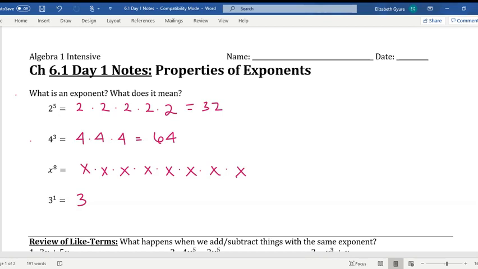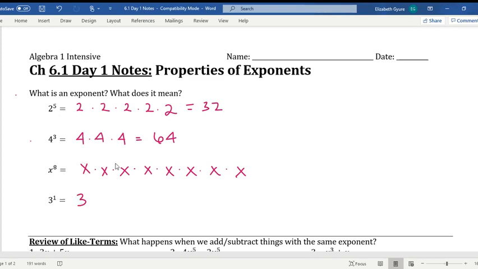It's just 3, right? Because if it was 3 to the second, it'd be 3 times 3. If it's just 3 to the first, then that's just saying there's one 3. So if I have 2 to the fifth, that means I have 2 five times. If I have 4 to the third, I have three 4s. If I have x to the eighth, I have 8 x's. If I have 3 to the 1, that means I just have a 3.